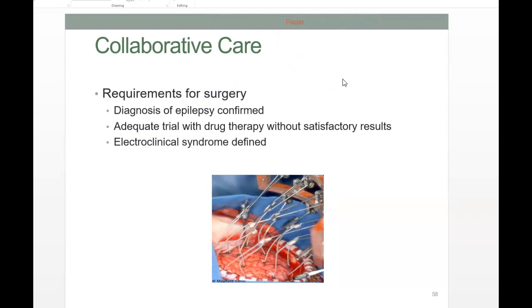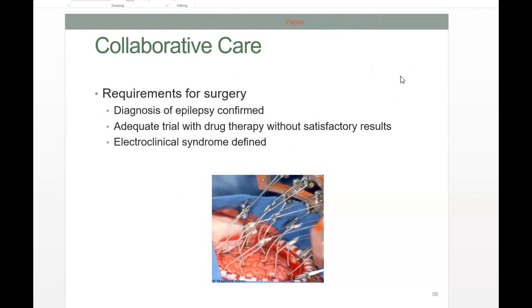So the requirements for surgery, how they would decide that they're going to do surgery to help this person, would be they need to have a diagnosis of epilepsy confirmed. It can't just be one seizure and let's do a surgery. They need to have adequate trial with drug therapy without satisfactory results. So they've tried the drugs, it doesn't work. And they have to have an electroclinical syndrome, meaning the electrical impulses. There's some type of syndrome that's occurring, and it's defined.